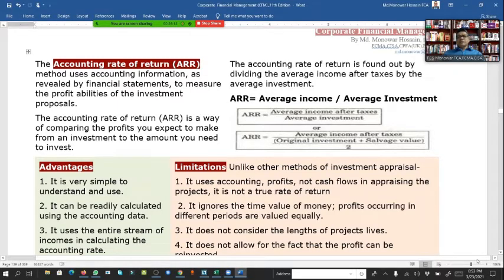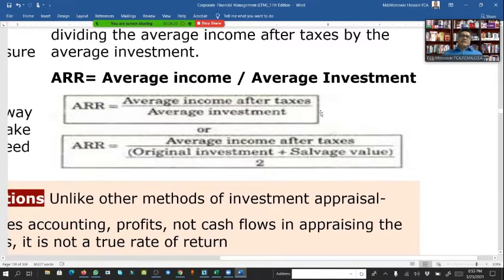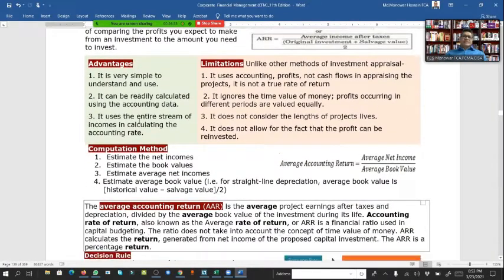So also we can say these different types of formulas here. Also another two: average income after tax divided by average investment, where average investment is the original investment plus salvage value divided by 2. What is the advantage of this technique?